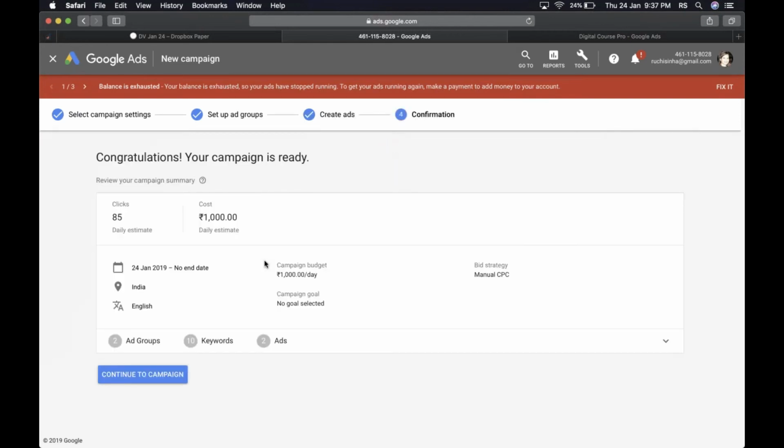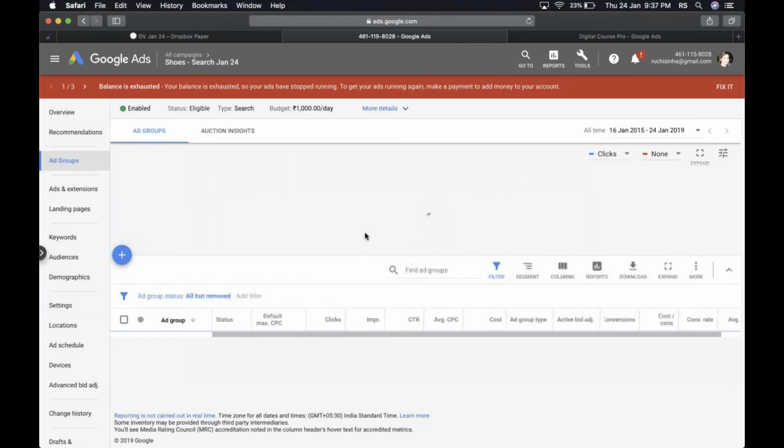No, those things will not go right now, Charu. Okay, so you go and say, so they are saying that for this cost 1000 rupees on these keywords, although right now we've just added some random keywords, they are saying that you can get 85 clicks daily. Some estimates they are giving me. Continue to campaign. This campaign is created.